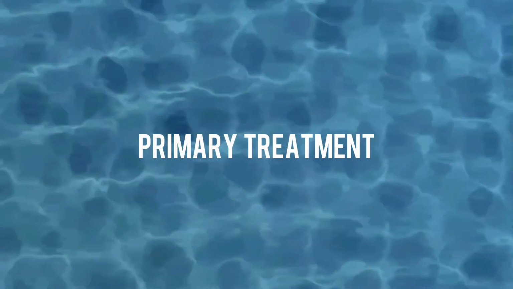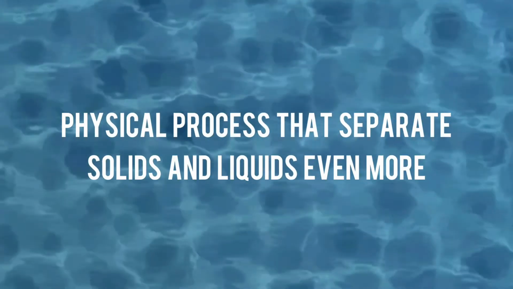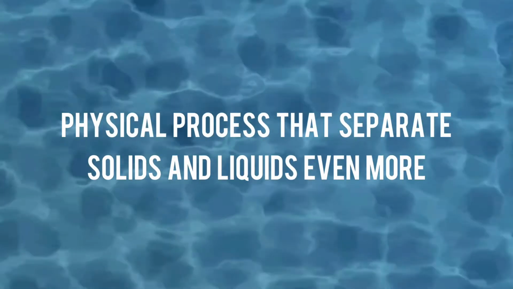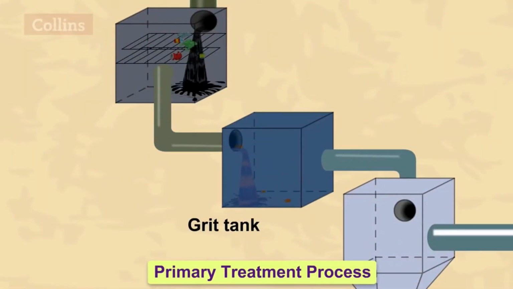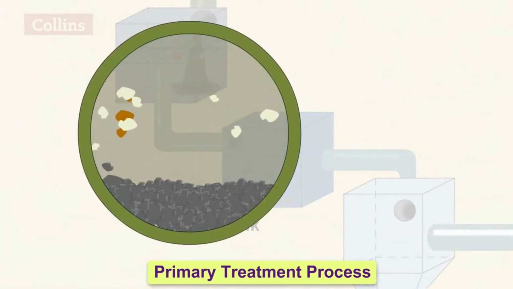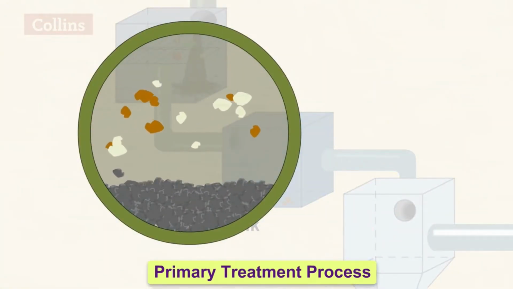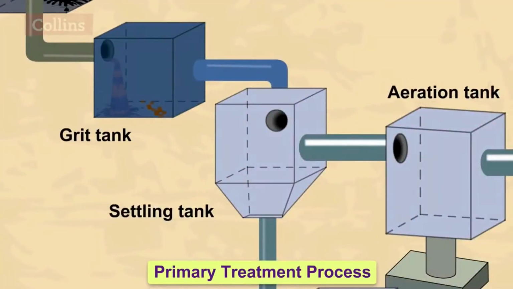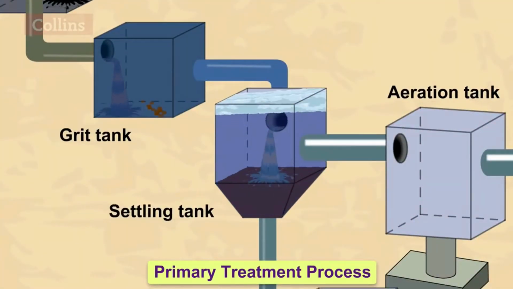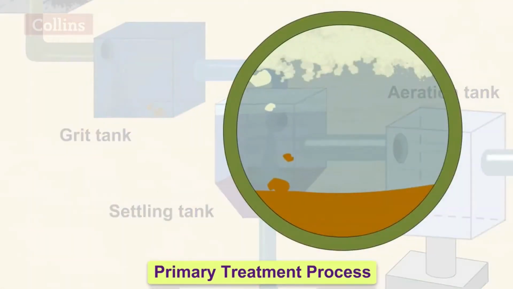Next step is the primary treatment. Primary treatment is a physical process that separates solids and liquids even more. In primary treatment process, the sewage flows through the grid chamber very slowly so that the sand, pebbles, and soil settle down at the bottom of the chamber. The sewage then flows into a settling tank where the solid waste like feces are allowed to settle down. Meanwhile, waste such as soaps, oils, and grease rise to the top of the wastewater.